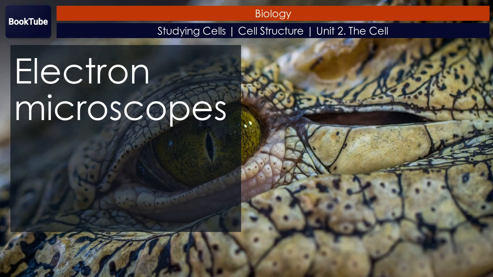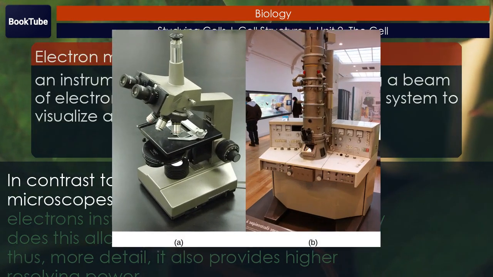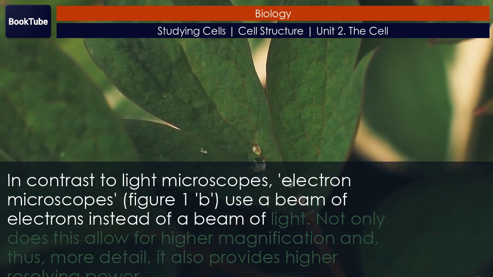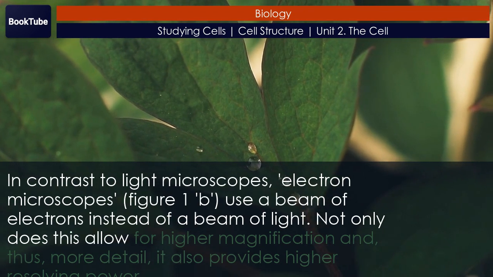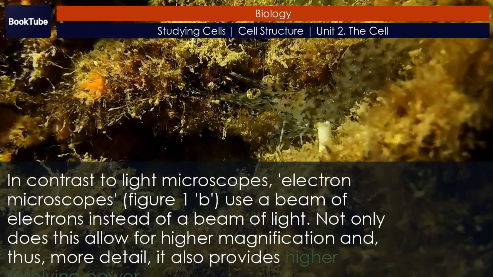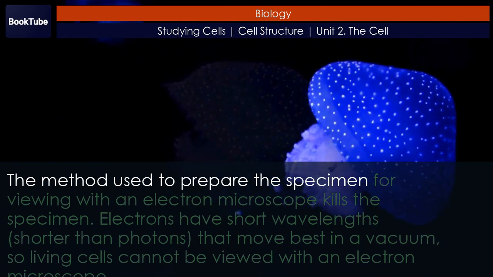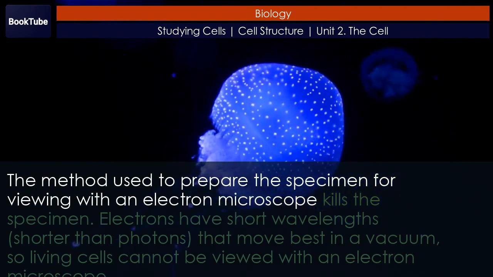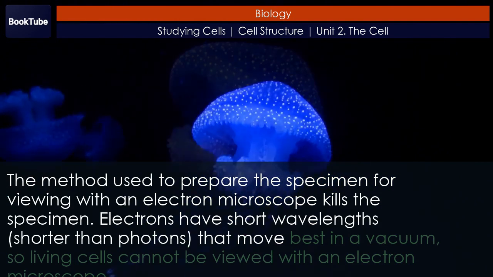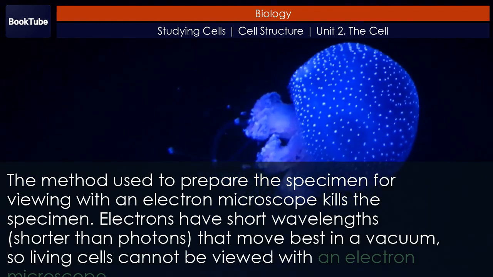Electron microscopes. In contrast to light microscopes, electron microscopes, Figure 1b, use a beam of electrons instead of a beam of light. Not only does this allow for higher magnification and, thus, more detail, it also provides higher resolving power. The method used to prepare the specimen for viewing with an electron microscope kills the specimen. Electrons have short wavelengths, shorter than photons, that move best in a vacuum. So living cells cannot be viewed with an electron microscope.